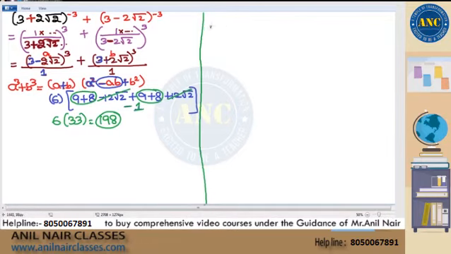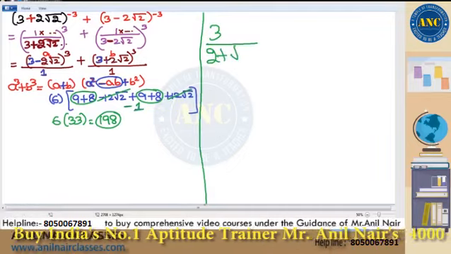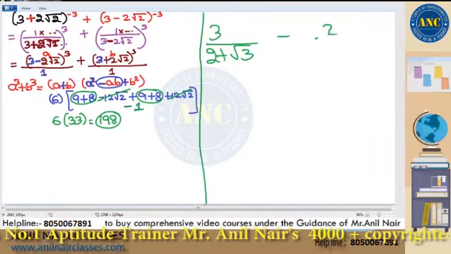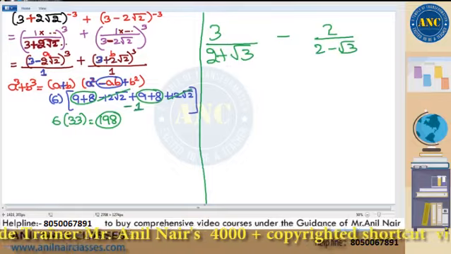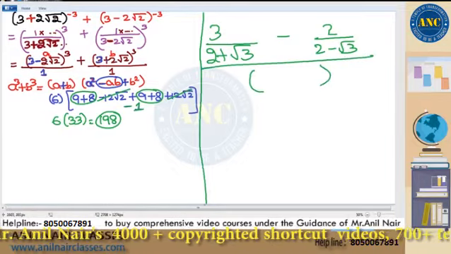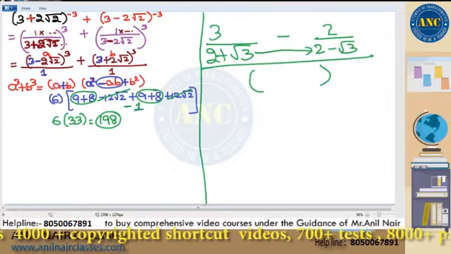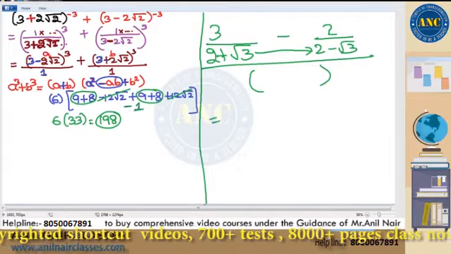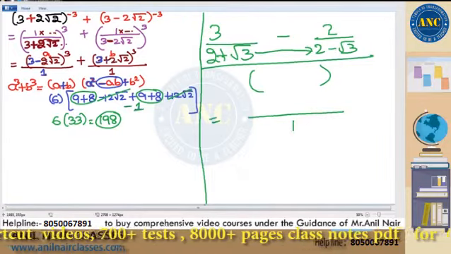What we had in my previous question is 3. Okay, this is the question. 3 divided by 2 plus root 3 minus 2 divided by 2 minus root 3. Again, there was one more denominator. Forget about this. Now, if I take LCM, 2 plus root 3 into 2 minus root 3 is the LCM, which is nothing but 1.